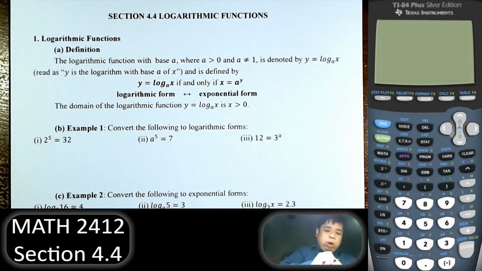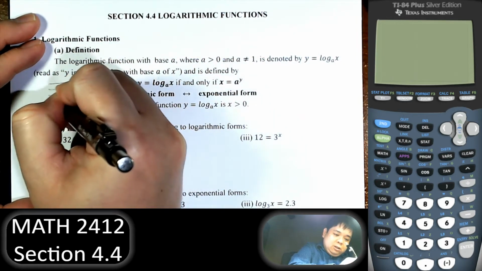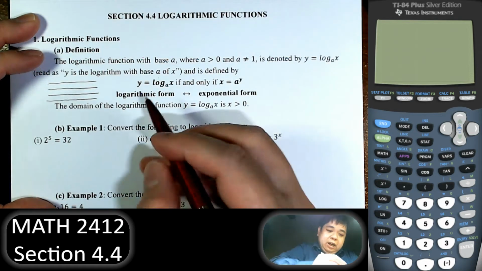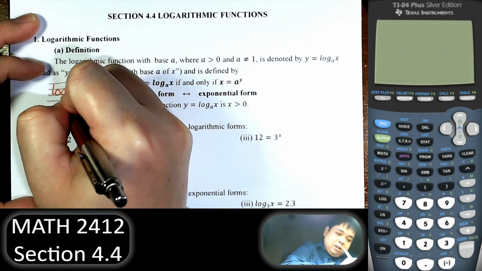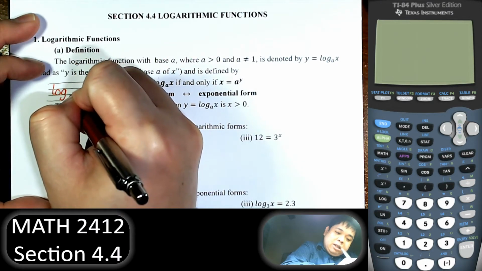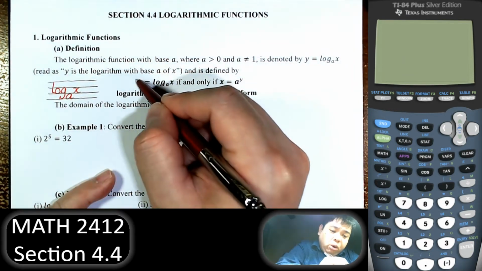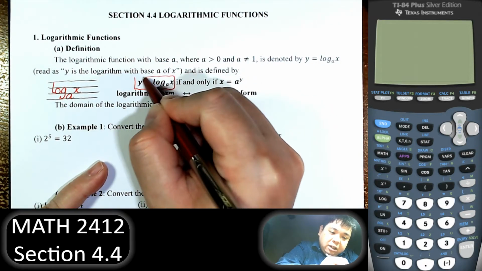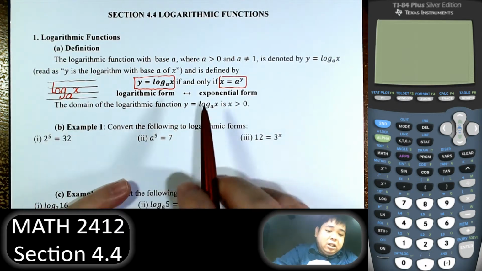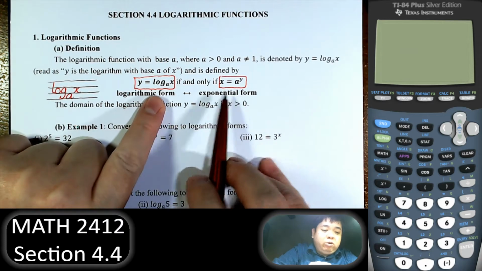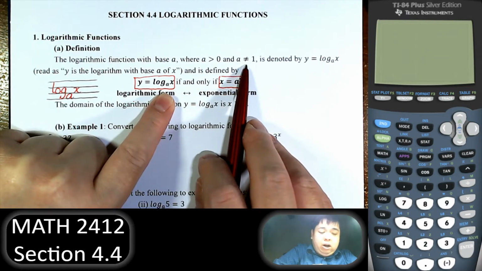First of all, the way we write the log, the base a is the subscript, and then x, so it should be like this. The logarithmic form is y equal log base a of x, and x equal to a to the y. So what we see here is that in both logarithmic form and exponential form, a is the base, greater than 0, not equal to 1.